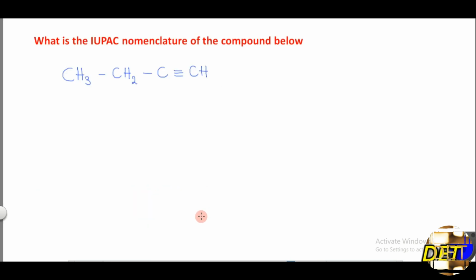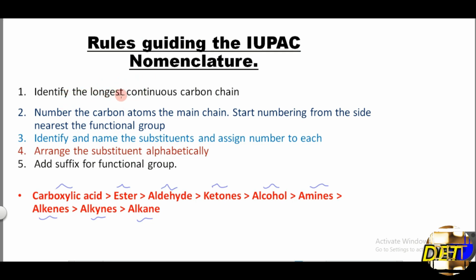So we're going to take the first compound here. What is the IUPAC nomenclature of the compound below? This is the compound that we have. The first thing that you want to do is to apply the first rule, which is to identify the longest continuous carbon chain. After identifying it, you start numbering the carbon atoms in the main chain, starting from the side nearest the functional group.